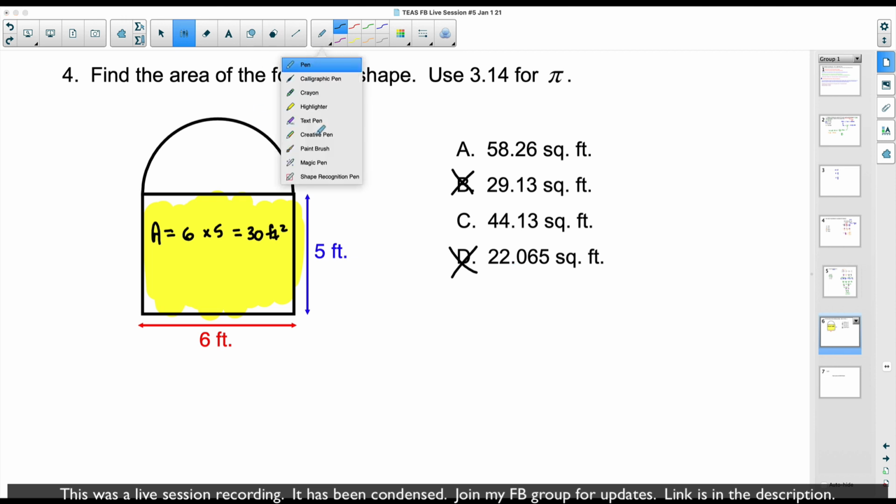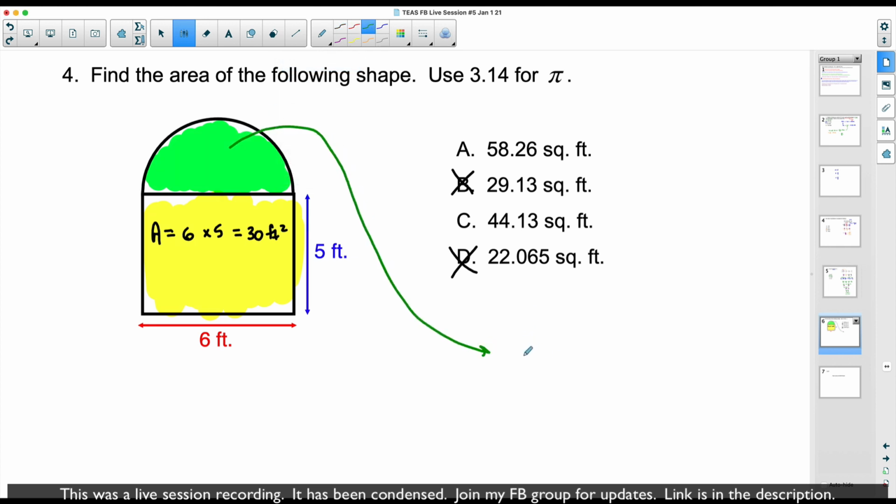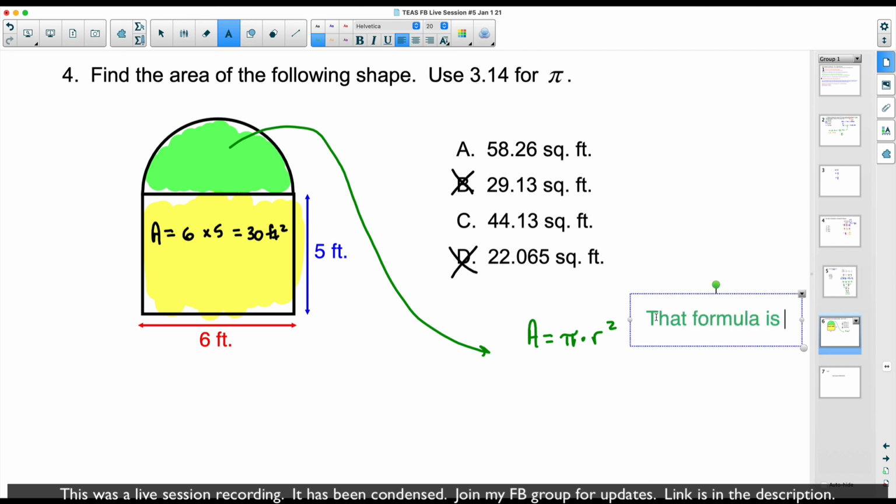Now, here's the tricky part. Half circle. We have a half circle that we want to find the area of, and another formula that you do want to know for the TEAS test is the area of a circle. Now, the area of a whole circle is going to be pi times the radius squared. So that formula is for the area of a whole circle, a whole daggone circle.